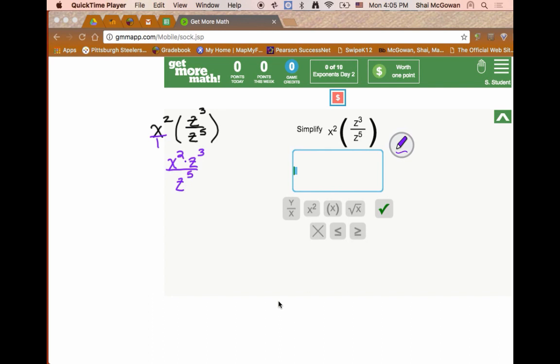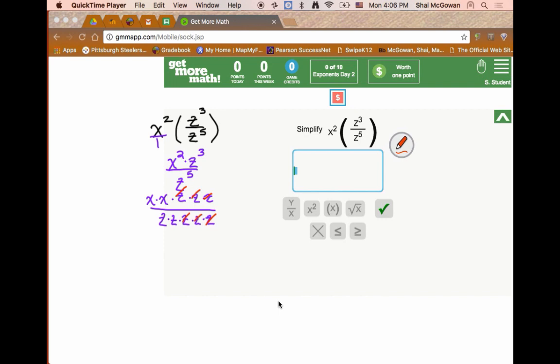So we're just going to expand out the x squared, so x times x. We're going to expand out the z cubed, so z times z times z. And then we're going to expand out the z to the fifth, z times z times z times z times z. And now we're going to cancel the things that look alike. So we can cancel this one and this one, this one and this one, this one and this one. And I just did up above and below.